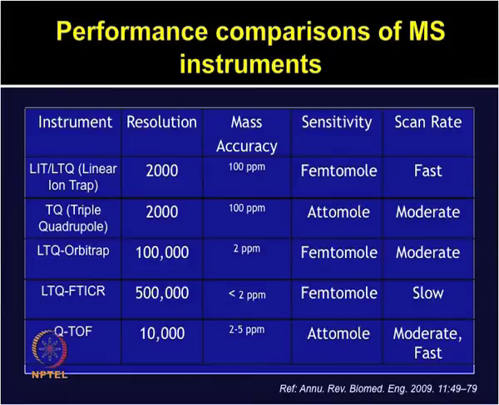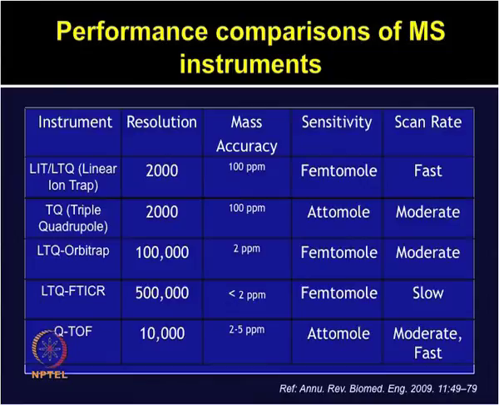They have resolution of 2000, mass accuracy 100 ppm, sensitivity in femtomole, and the scan rate is very fast. The triple quadrupoles or TQs have resolution of 2000, mass accuracy 100 ppm, sensitivity in attomole, and the scan rate is moderate. The LTQ Orbitraps can provide high resolution of 100,000, mass accuracy 2 ppm, sensitivity in femtomole, and the scan rate is moderate to low.